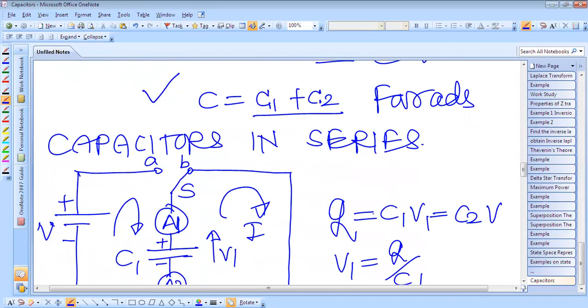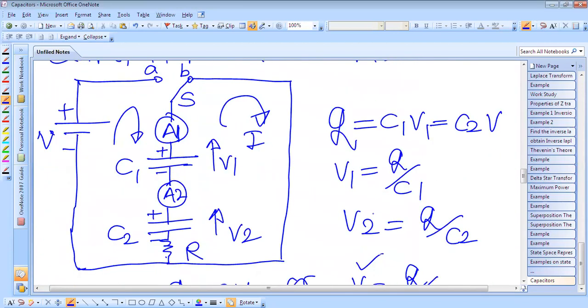Now the capacitors in series. When we connect the capacitors C1 and C2 in series with ammeter A1, ammeter A2 and some resistance, a two-way switch is there, which is connected to the voltage source. Initially the switch is connected to position A. When you connect here, the electric charge will flow through the ammeters A1 and A2. Initially, the maximum value will be shown by ammeters A1 and A2, and the electric charge will build up on C1 and C2.